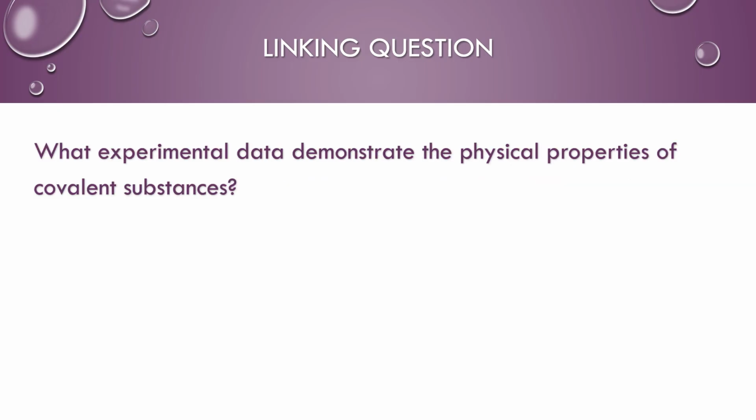We also talked about the types of experimental data. This goes in with our tools or our inquiry skills. What experimental data demonstrates the physical properties of covalent substances? Make sure you know about melting point and boiling point and how the strength of intermolecular forces affects that. The volatility, how quickly it can evaporate. Solubility, whether it dissolves in polar substances or nonpolar substances and to what extent. And then comparing that to ionic compounds, which can conduct electricity when dissolved, whereas covalent compounds cannot conduct electricity when dissolved.